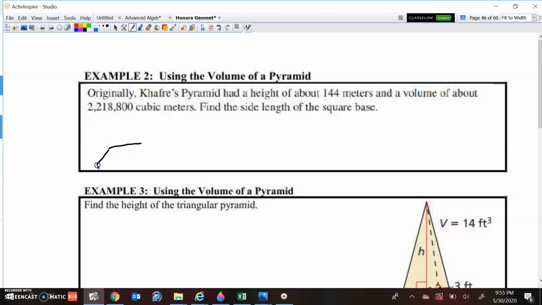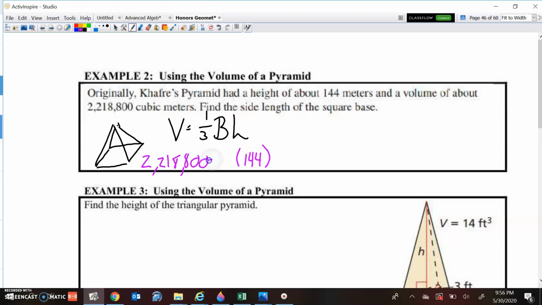Okay, so we have a pyramid here. Now, what we do know is that the formula is 1/3 the area of my base times the height. When I substitute in what they've given me, the height, which is 144, and the volume, 2,218,800. I know 1/3. I don't know the area of the base, okay? All right, so I'm going to take 1/3 of 144, so 144 divided by 3, and I get 48.